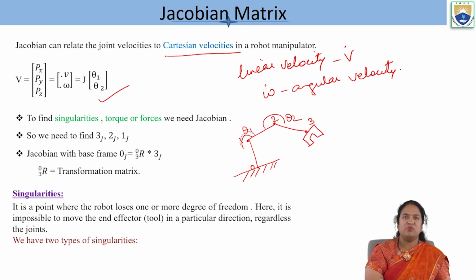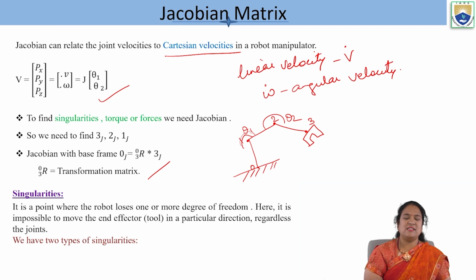The Jacobian is used to find the singularities, torque and force of the end effector. So in order to find out these singularities, torque and force of the end effector, we need to know first what we mean by singularity. Before we see all these particular transformation matrices, we need to know what a singularity is, and what types of singularities we have.